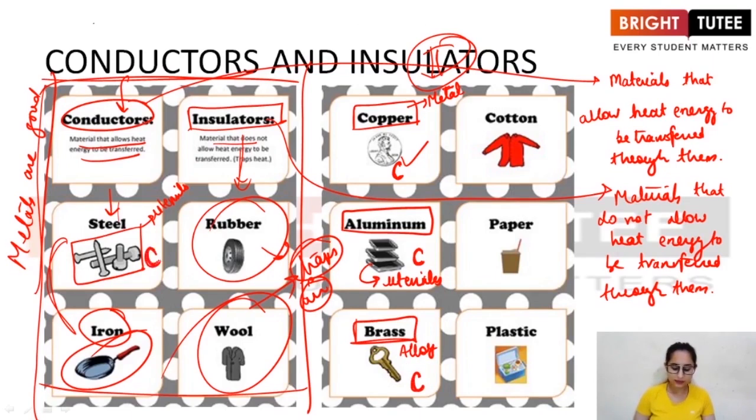As steel is also a conductor. Steel is an alloy as well, and iron is a metal. So all these are conductors. Now coming to the second row.